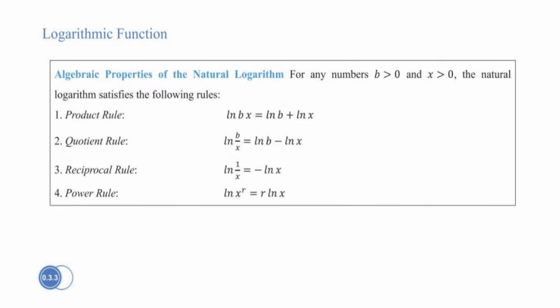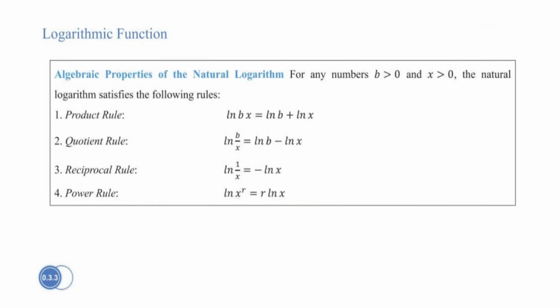ln(b/x) equals ln b minus ln x. Division inside the log becomes subtraction outside the log. The third rule is the reciprocal rule. ln(1/x) equals negative ln x. This comes from the quotient rule because 1 divided by x creates a negative log.